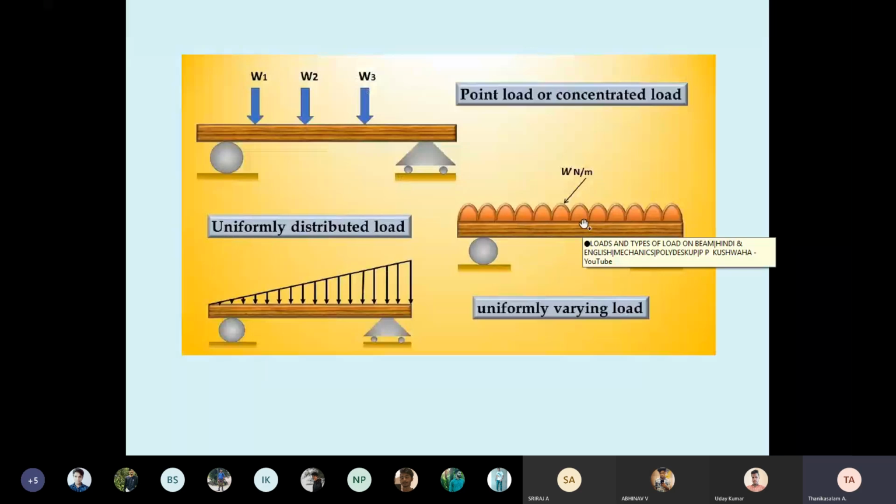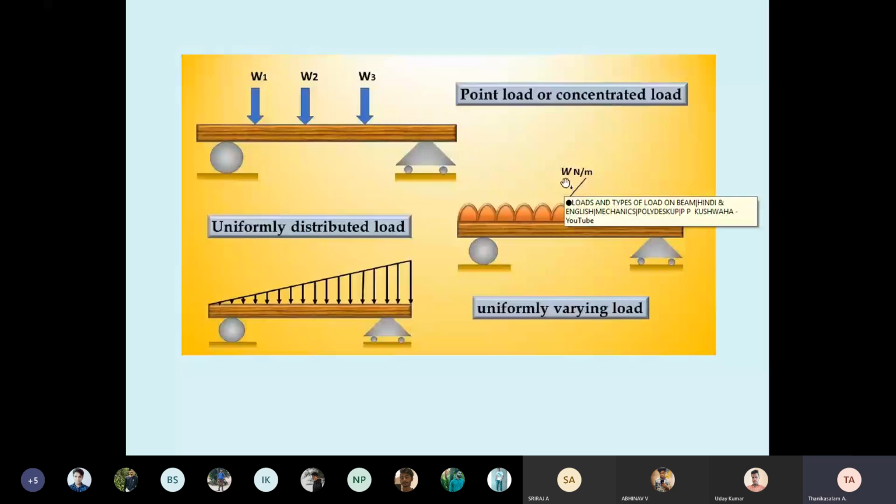It is a uniformly distributed load. This is the second diagram. The load is, see the curve like this. Uniformly distributed load, see, it is represented by small w. Students, point load is represented by capital W. See here, the first diagram, W1, W2, W3. It is acting at a particular point.